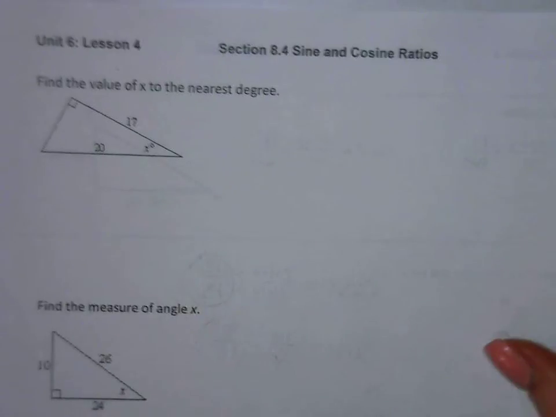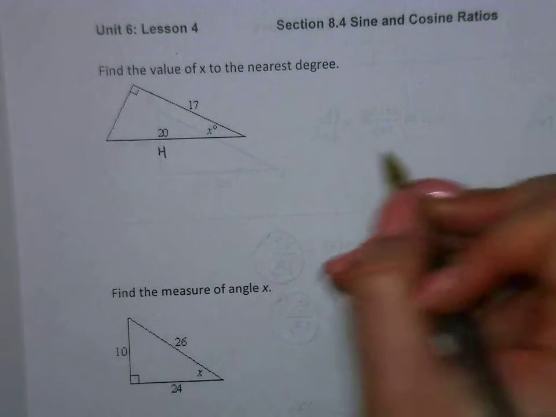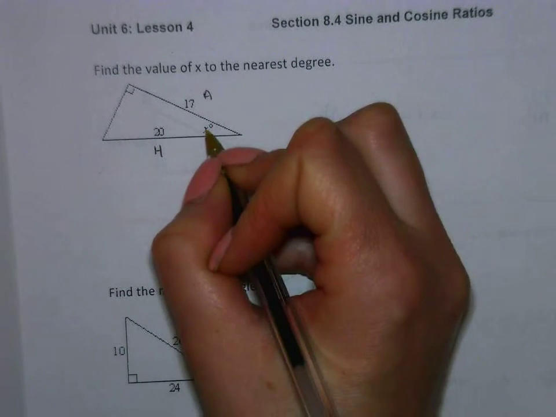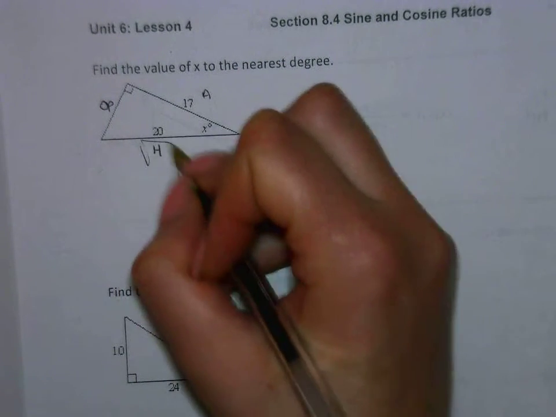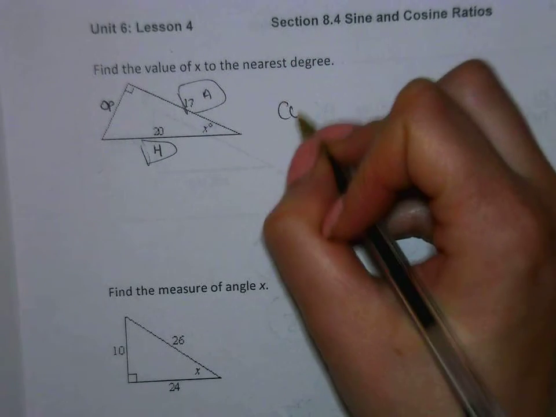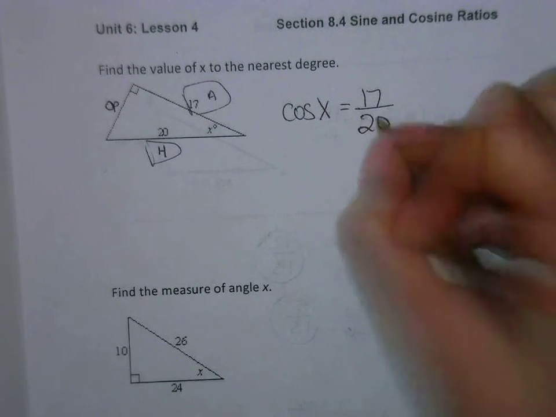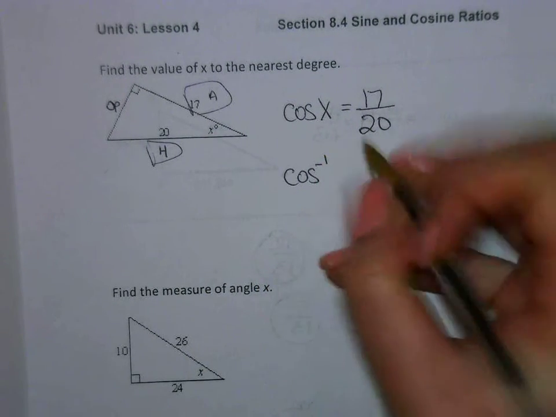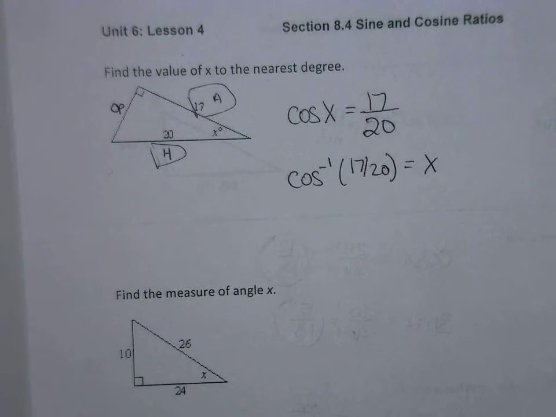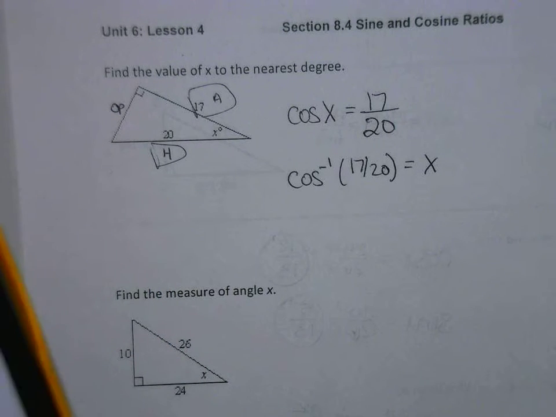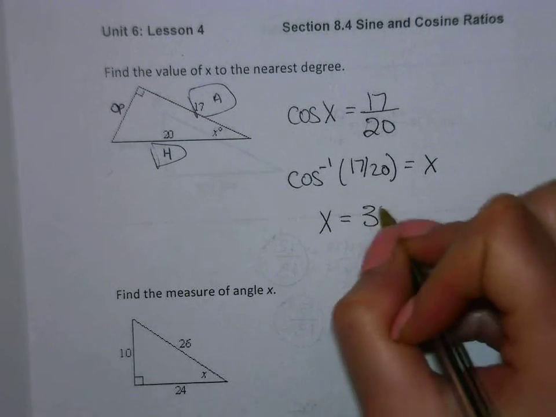We want to find the value of x to the nearest degree. So here, our hypotenuse is 20, 17 is our adjacent leg, and this one's our opposite leg. Since we're working with the hypotenuse and the adjacent, it's going to be cosine of x equals the adjacent, which is 17, divided by our hypotenuse, which is 20. So we're going to take the inverse cosine of 17 divided by 20 to find the degree of x. The inverse cosine of 17 divided by 20, rounded to the nearest degree, is 32 degrees.